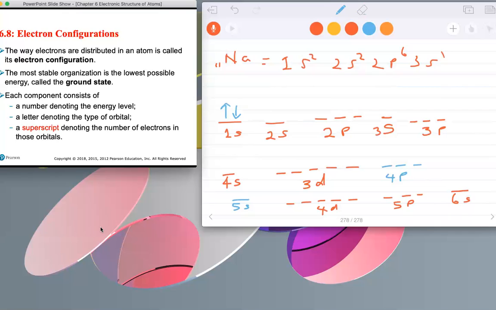That is for helium. For lithium, number 3, I will add another electron. For boron, number 4, is it boron? Number 4 is beryllium. Beryllium has 4 electrons, and this is the orbital filling diagram. Boron, I will have this.